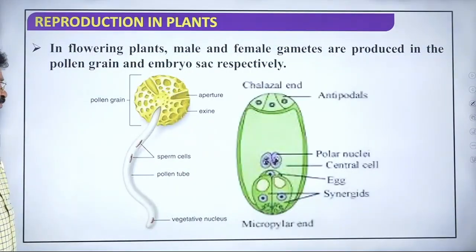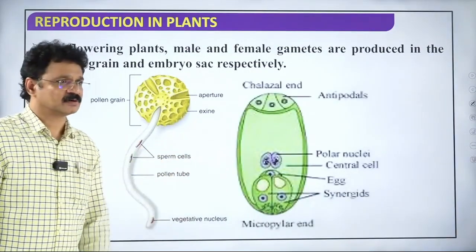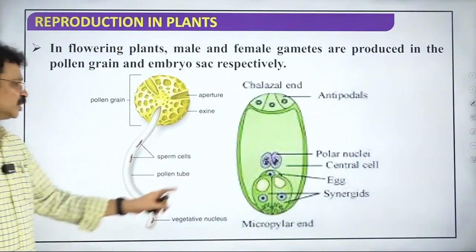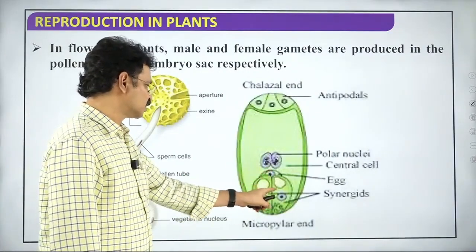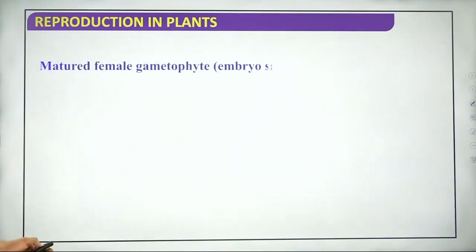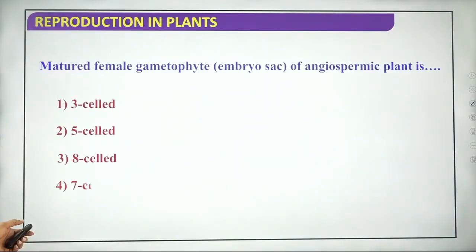These are textbook images: male gametophyte, female gametophyte. In the male gametophyte, 2 sperms, 1 vegetative cell. In the female gametophyte, single egg, 2 synergids, 1 central cell, 3 antipodals. So the structure of the embryo sac is completed. Next question. Now try to answer this question.